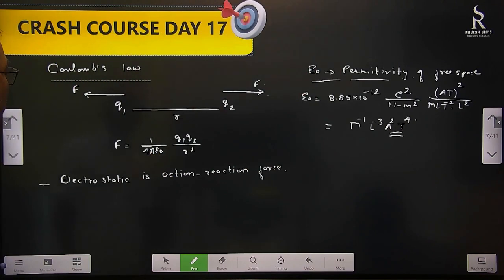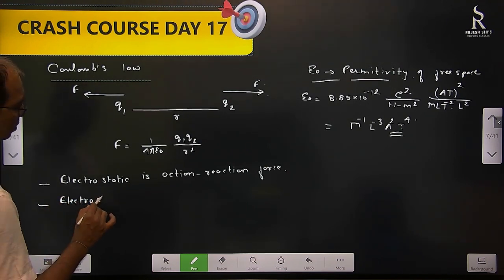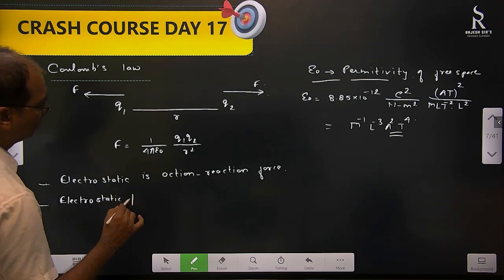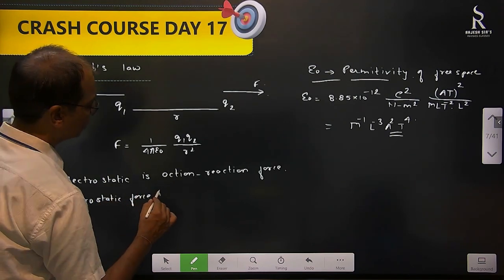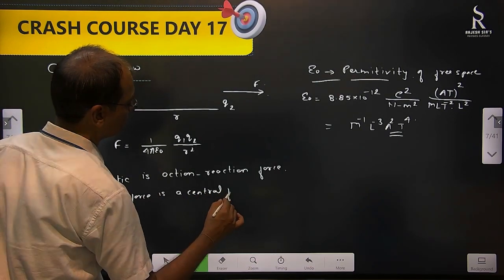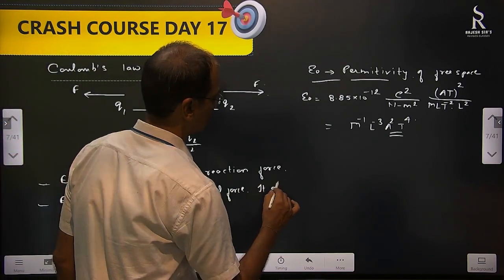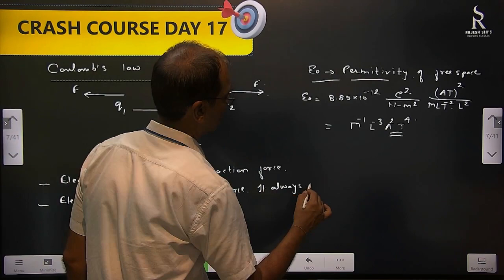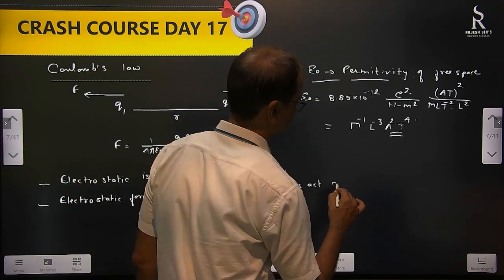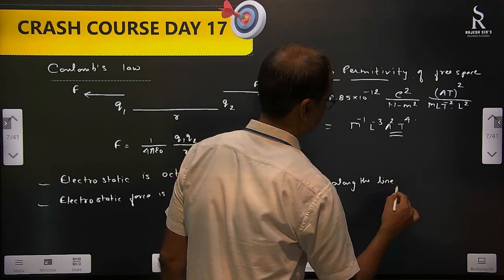Permittivity. Okay. So electrostatic force is an action-reaction force. Then what else can we say? We can say that electrostatic force is a central force. Central force means it always acts along the line joining two charges.